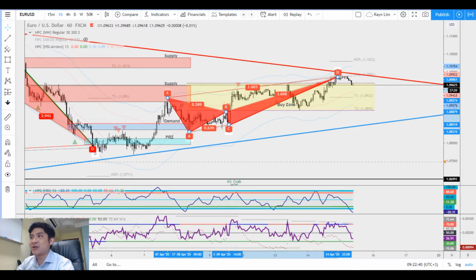Just key that in. So what's nice about this is because over here we have a sideways consolidation. So consolidation, it will always break out, and once it breaks out, let's say I'm looking for a selling opportunity, I won't want to hold my trade if it goes beyond this red line. Make sense?